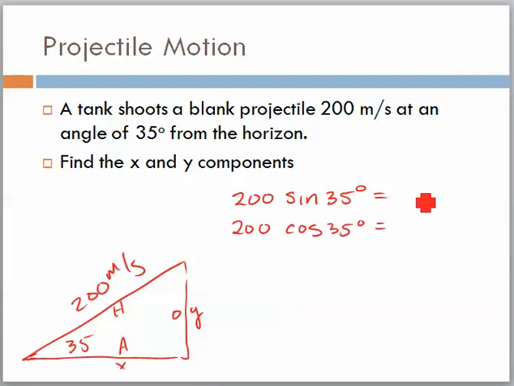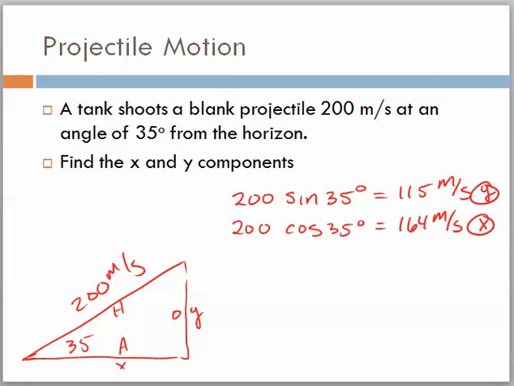Hopefully that's just review for you. 200 sine of 35 turns out to be 115 meters per second, and 200 cosine of 35 turns out to be 164 meters per second. So this is my y, and this is my x. These are the x and y components, which means this projectile is going up at 115 meters per second because of the angle and the speed it's shot at, and it's going forward at 164 meters per second.